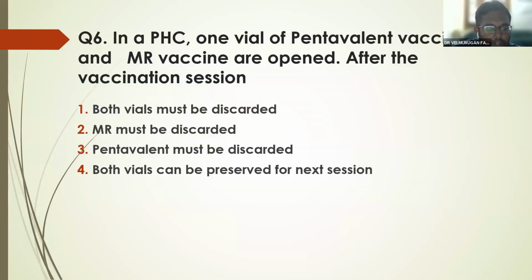Next question. In a PHC, 1 vial of pentavalent vaccine and MR vaccine are open. So this is penta and this is MR. After the vaccination session, what we have to do? Both must be discarded, MR must be discarded, penta must be discarded, or both must be preserved. This is a repeated question. So MR must be discarded.